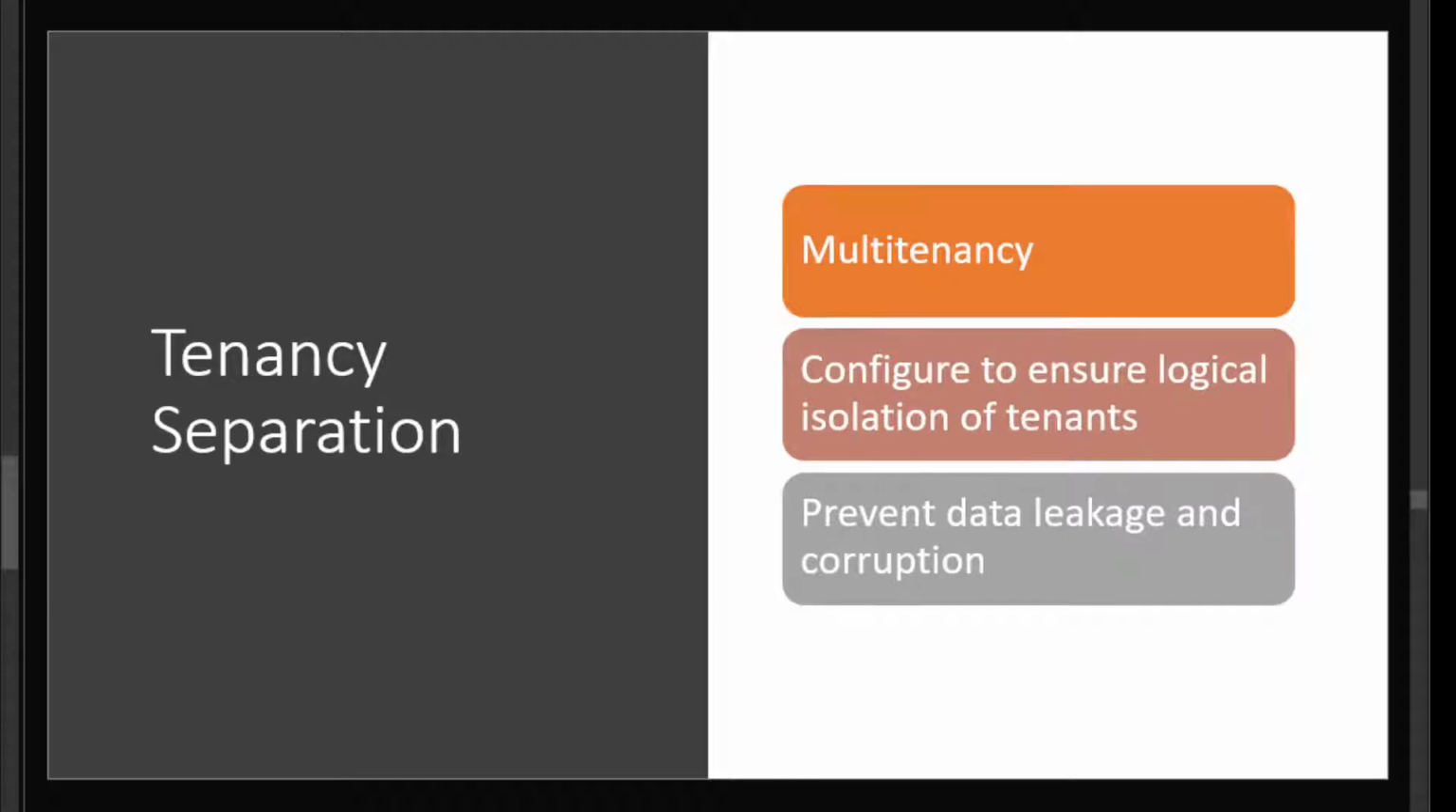Tenancy separations. So for this, we're going to be going over multi-tenancy. We're also going to be going over configuring to ensure logical isolation of tenants and prevent the data leakage and corruption of data. Of course, multi-tenancy refers to the concept that there are multiple cloud customers sharing the same host devices and underlying resources. This is an important thing to learn for the CCSP and to remember. It is very important to ensure that the logical isolation of various tenants occurs, as we said, and we don't want data corruption or leakage to occur through that process.